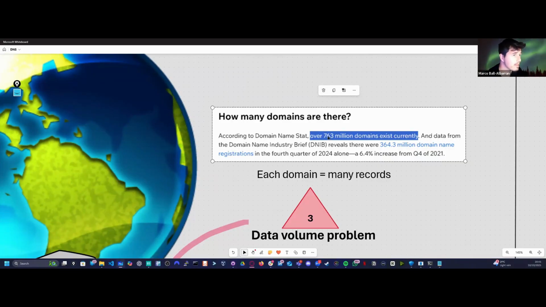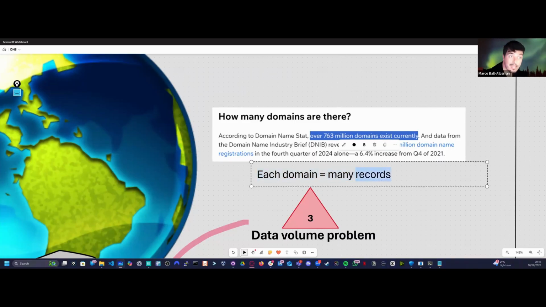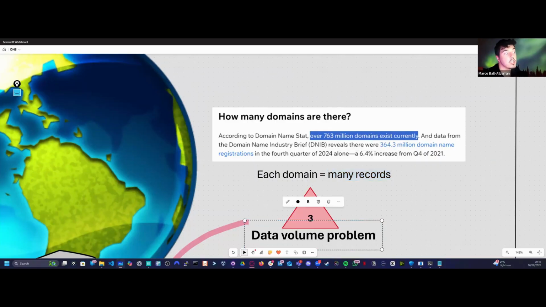Current estimates predict that there are over 763 million domains, such as Netflix.com, Gmail.com, Apple.com, Twitter.com. Those are all domains from a big pool of them, almost close to a billion nowadays. And each of these 763 million might have many records behind it. Just one domain can have hundreds, if not thousands or more, records. What that represents is a huge data problem as we start to add it all together.